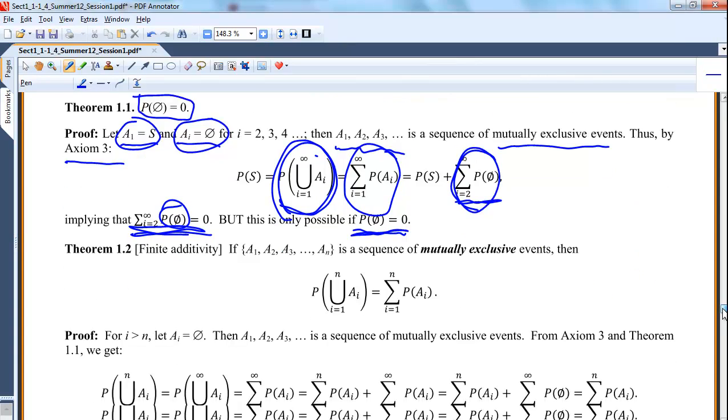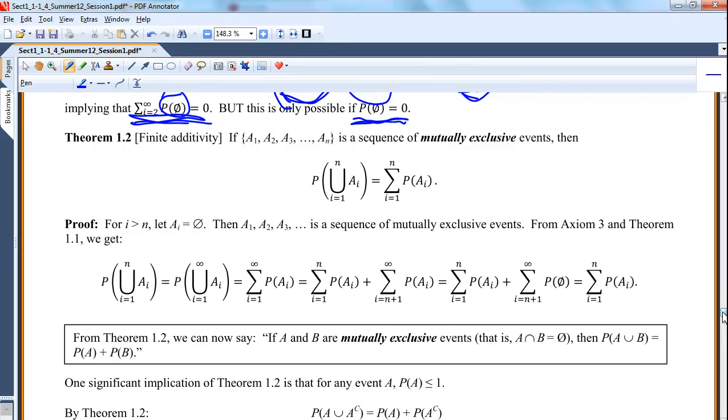Down below in theorem 1.2, maybe I'll just state it instead of showing it. All we're doing here is saying the probability of the union of a finite number of events is equal to the sum of the probabilities of those events. The only difference between this and the axiom is that now we're saying this holds for a finite n. And so I'm going to do a similar trick down here, where all the sets after n, I'm going to just define as the empty set.